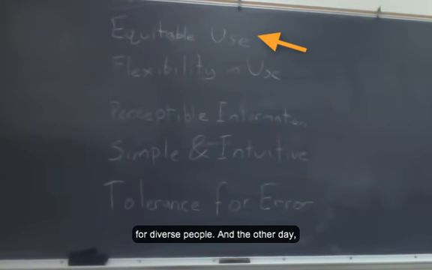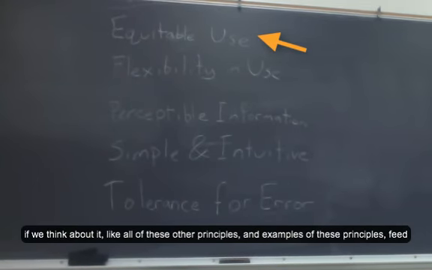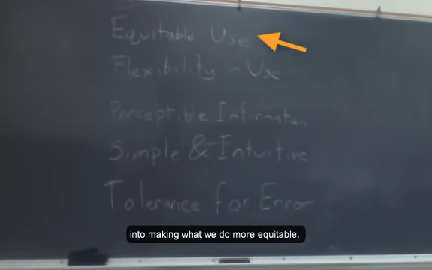And the other day we drew an umbrella. This is kind of like an umbrella principle. Why do we need an umbrella? To protect us from inequity. Yes, it's raining inequity outside. And really, it's like the spokes on an umbrella if you think about it. All these other principles and examples of those principles feed into making what we do more equitable. Hopefully. That's the goal, right?